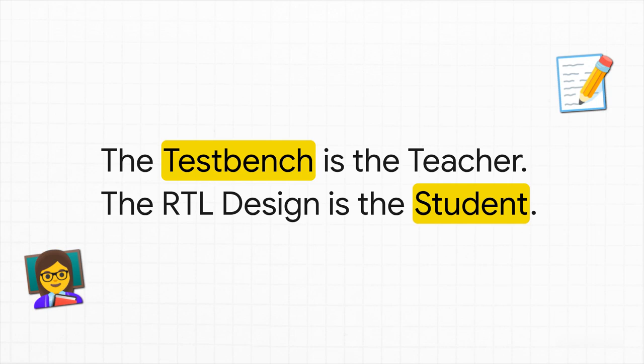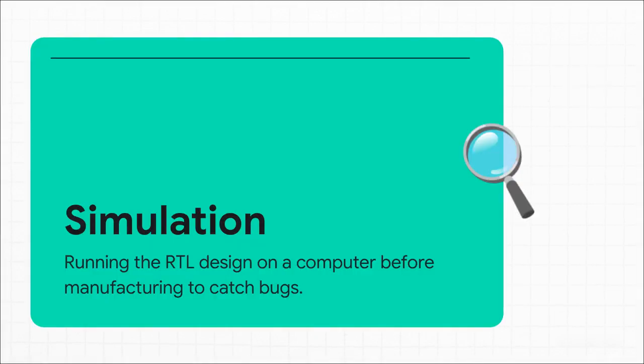The student can only graduate, or in our world, move on to physical manufacturing if they pass this grueling exam perfectly. And the way we actually administer this exam is through simulation. Simulation simply means running the RTL design virtually on a computer, well before any physical manufacturing happens.